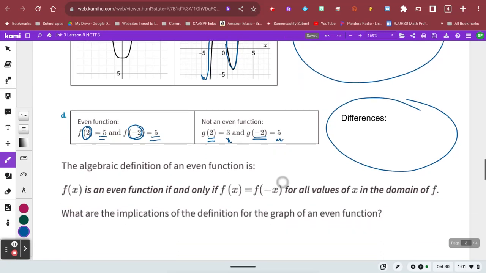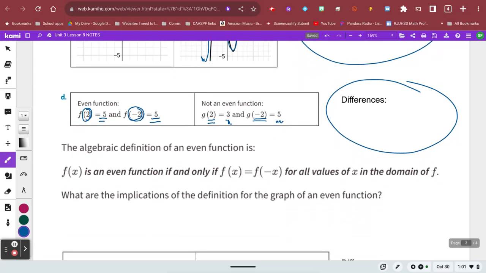The official definition for an even function is, if and only if you plug in an x value, you should get the same y value as if you plugged in a negative x value. It's always going to do it.